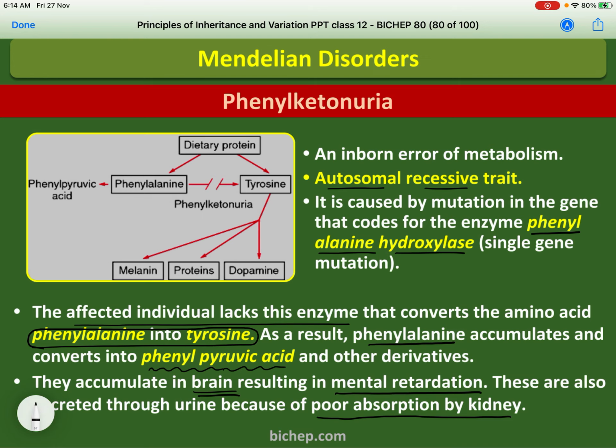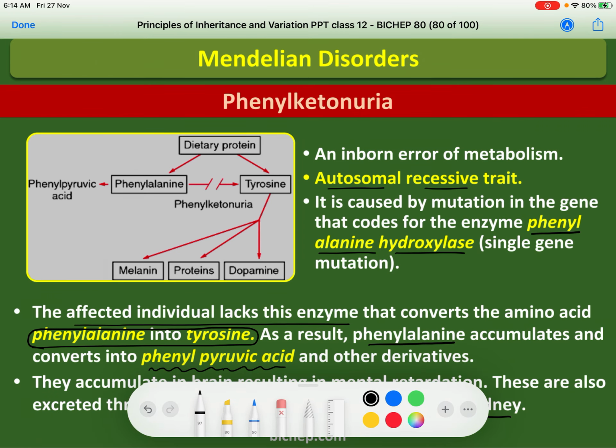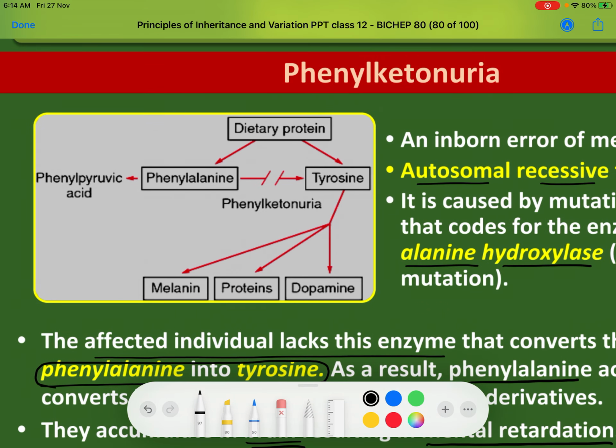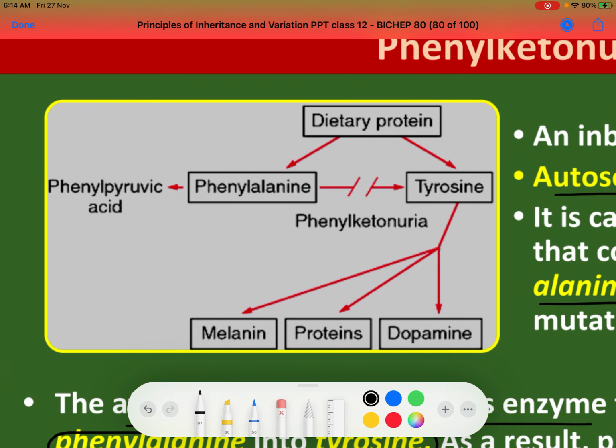So, they are continuously getting excreted through urine. Urine has a large quantity of phenylketone, and that is why the disease is named phenylketonuria. In excretion, you find a huge quantity of this phenylpyruvic acid, so acidic urine is found. Here is the diagram which is showing that.